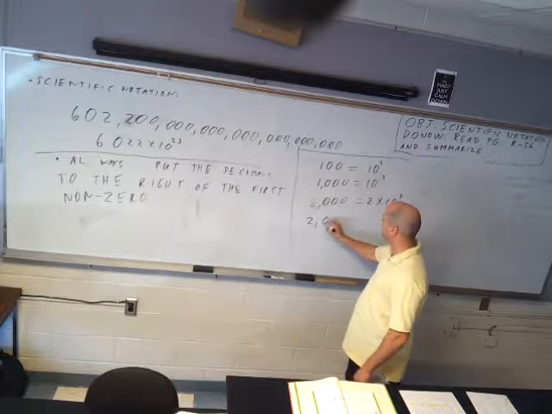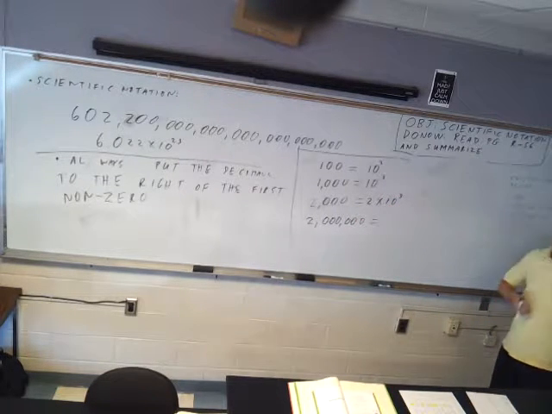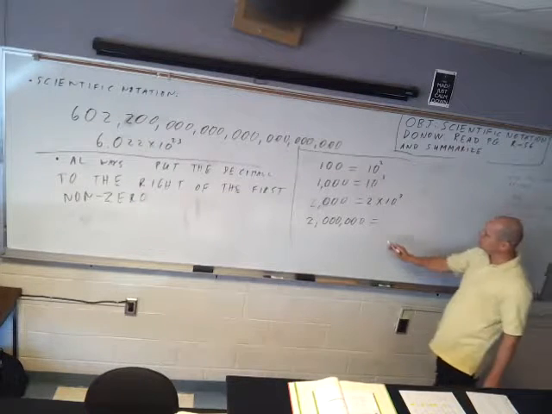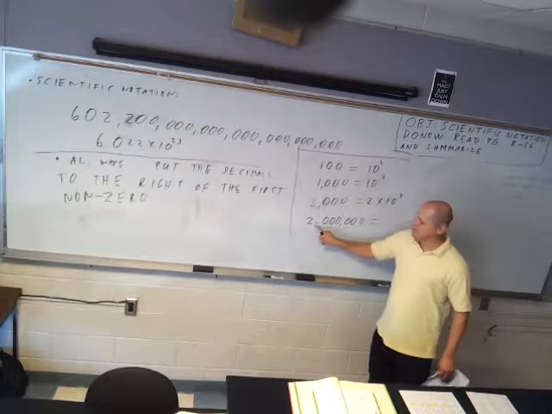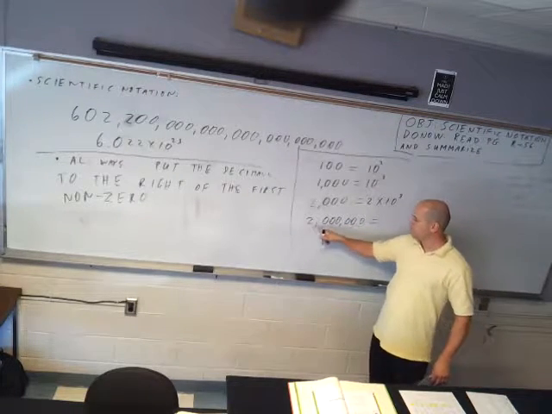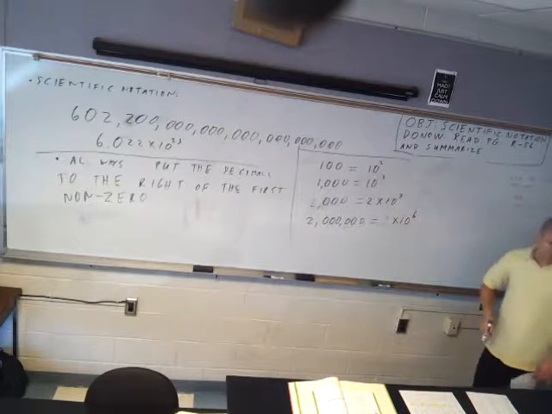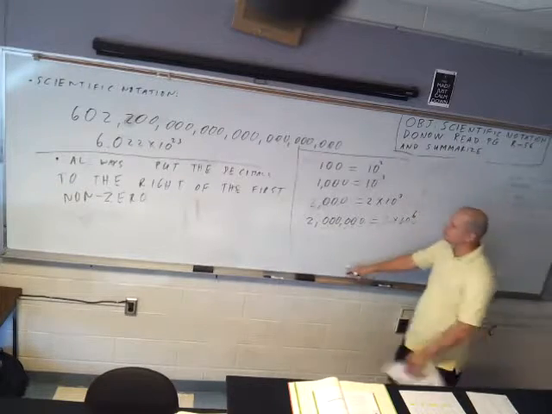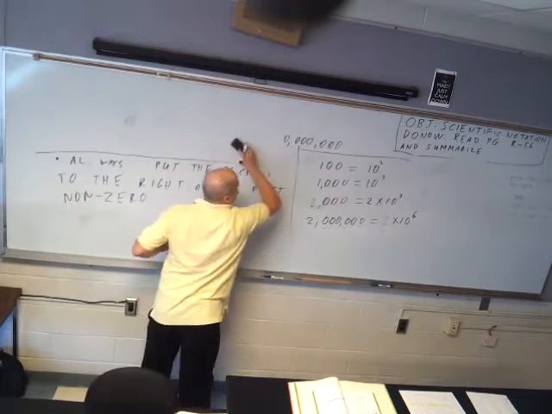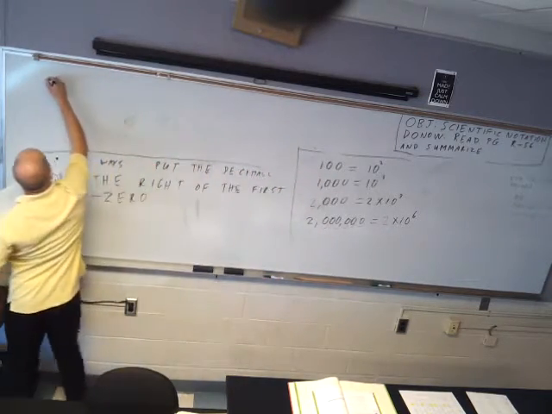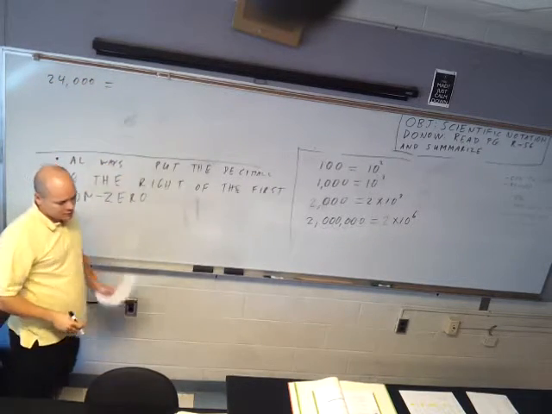If I had 2 million, what would I write? 10 to the sixth. All I'm doing is counting back from the end, 1, 2, 3, 4, 5, 6, until I get the decimal to the right of the first non-zero number. So 2 times 10 to the sixth power. Okay, you get 6 times 10 to the 6th. All right, so that's easy enough. Now, if I have, let's say, 2, 4, 0, 0, 0. Okay, how am I going to do that?